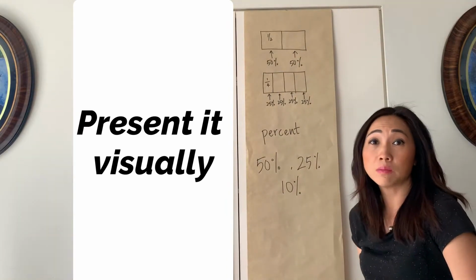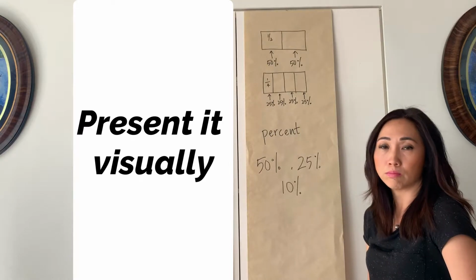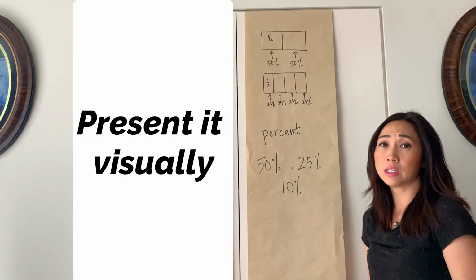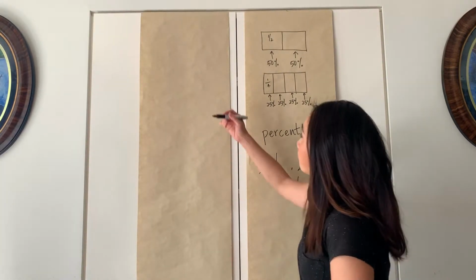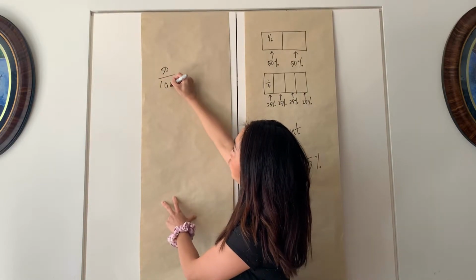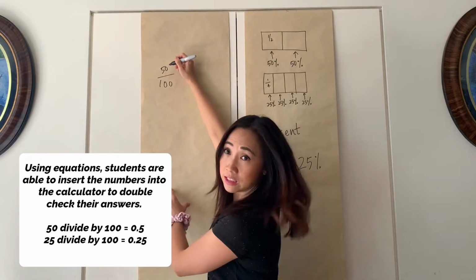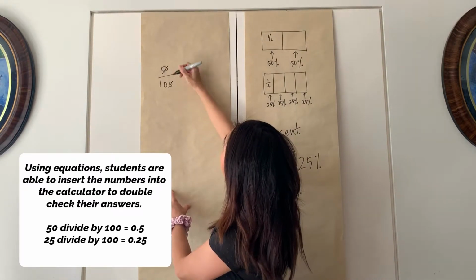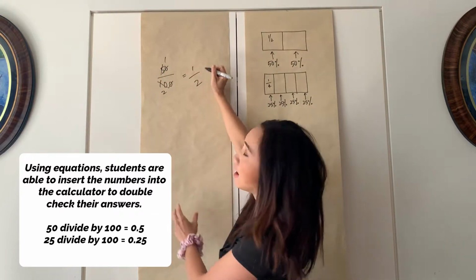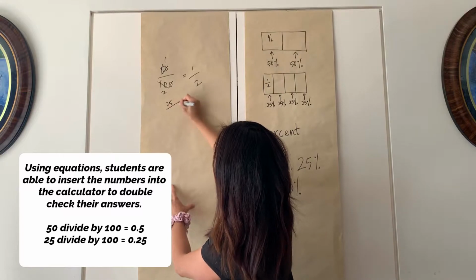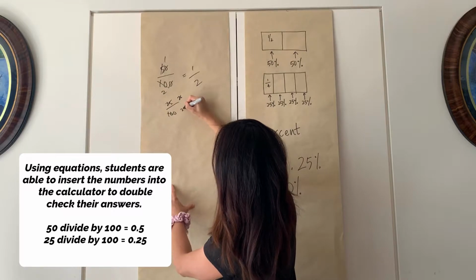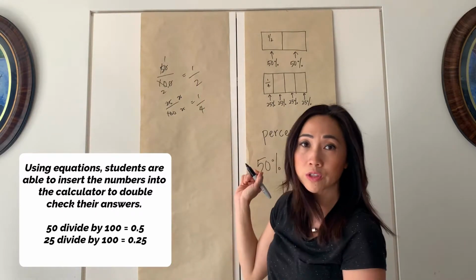By this stage, some students might still wonder, why is 50% off a half? So let's put it into an equation. 50 out of 100. Let's simplify it. Divide by 10, divide by 10, divide by 5, which is 1, divide by 5, which is 2, and that's a half. 25 out of 100, divide by 25, divide by 25, and that brings us to a quarter.